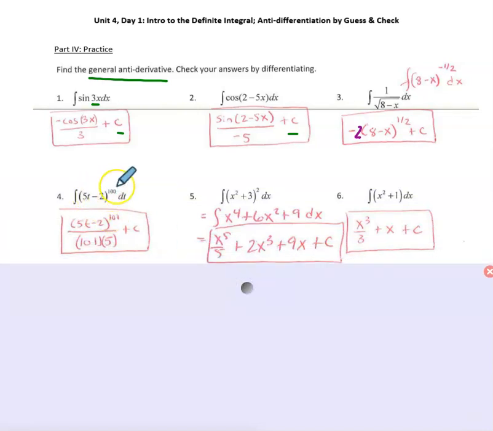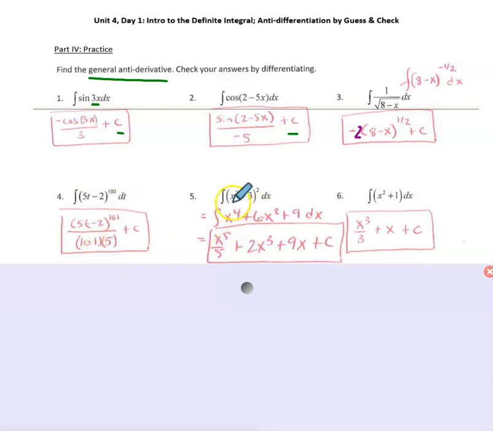On this one, you have to go up a degree to 101 and divide by 101. And then your inside function is 5t minus 2, and the derivative of that is 5, so with anti-differentiation, you divide by the derivative of your inside function.